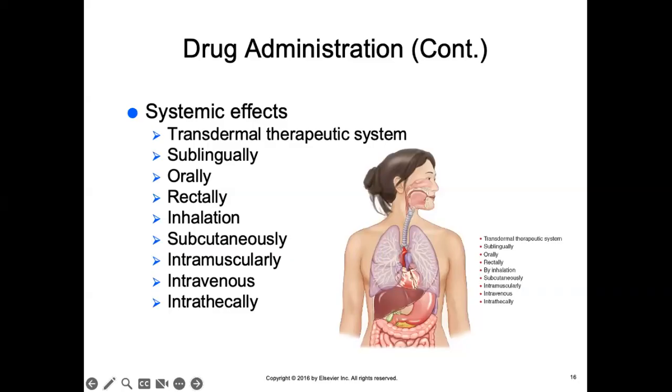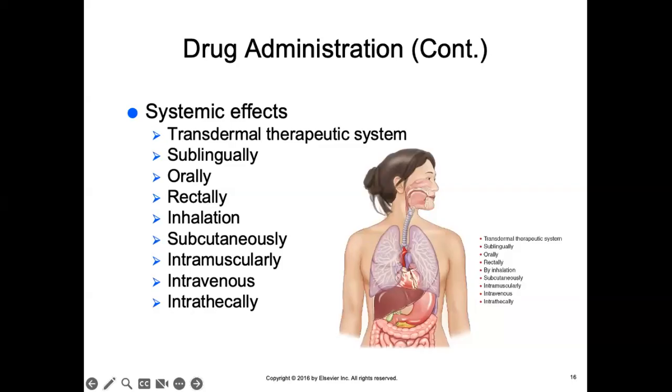Okay. Rectally by suppositories in the rectum, in the anus, into areas of extensive vascularization and rapid blood flow. It's useful in infants and patients that are unconscious. All right. And of course, it avoids the action of the GI. Inhalants, which go into the lungs, which is another area of extensive vascularization and rapid blood flow. Okay.